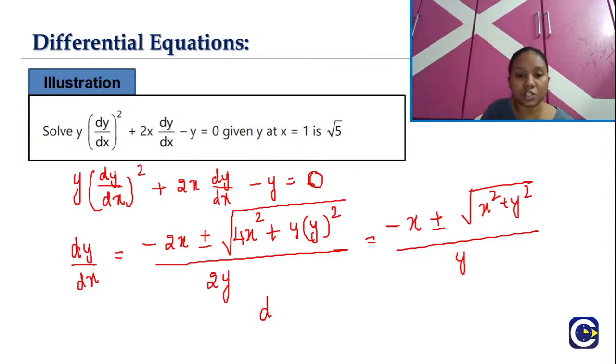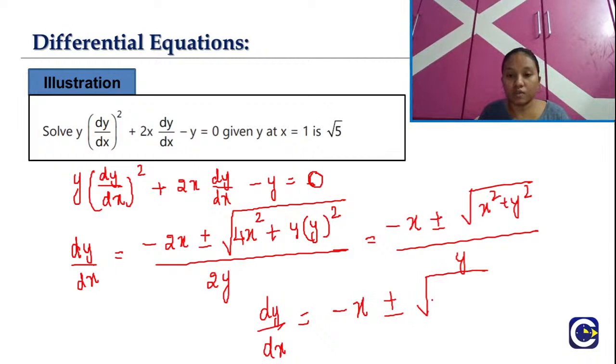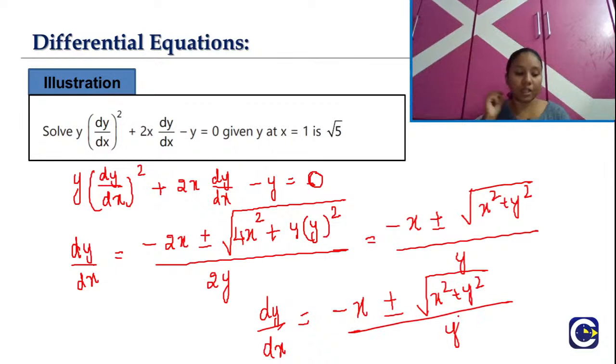So now the differential equation dy by dx is nothing but equal to minus x plus or minus root over x square plus y square by y. From the initial one, we are having a huge differential equation in a quadratic form, but we can't actually directly solve from that. But as it's in a quadratic form, that is in terms of dy by dx, we can get the solution of it, which is nothing but dy by dx.